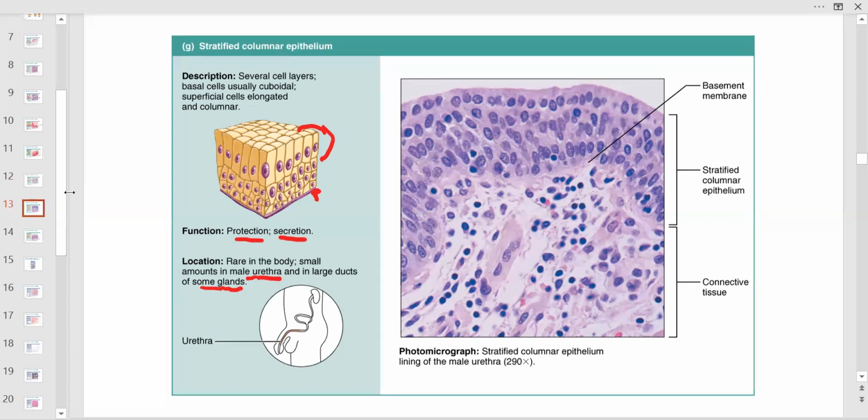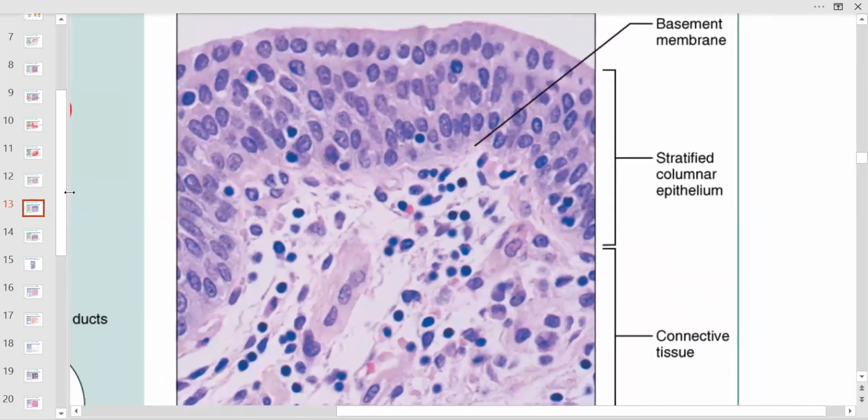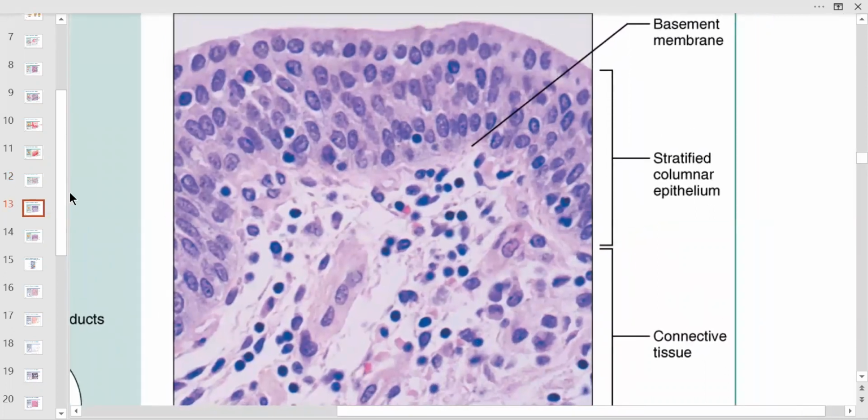So let's see if we can figure this out. What's a good way to show you? Like these up here, not quite cuboidal. The basement membrane is down here, right? I don't clearly see a lumen here. So this is a tough one, and it's a rare one. Not my favorite, okay? But this is stratified columnar epithelium.